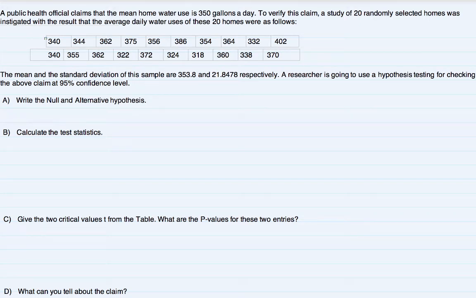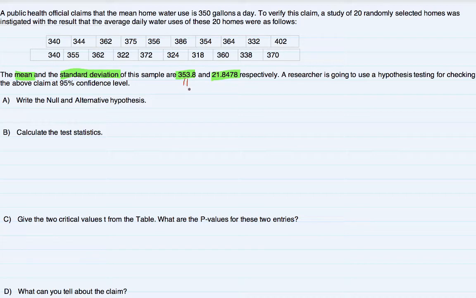Okay. Before we go to the questions, understand the information we have. Here you see the mean and the standard deviation are given. Mean is 353.8, standard deviation is 21.8478, and also we have 20 data. Let me write down this information using our notations.